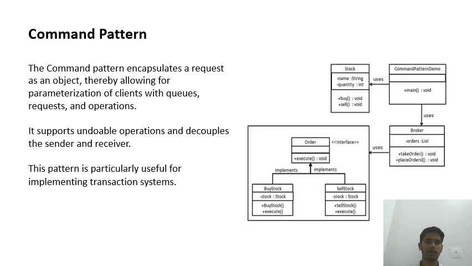Command pattern. The command pattern encapsulates a request as an object, thereby allowing for parameterization of clients with queues, requests, and operations. It supports undoable operations and decouples the sender and receiver. This pattern is particularly useful for implementing transaction systems.